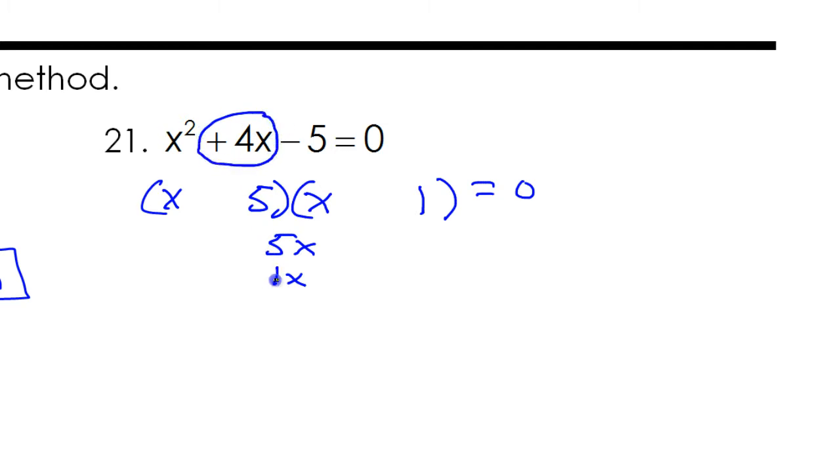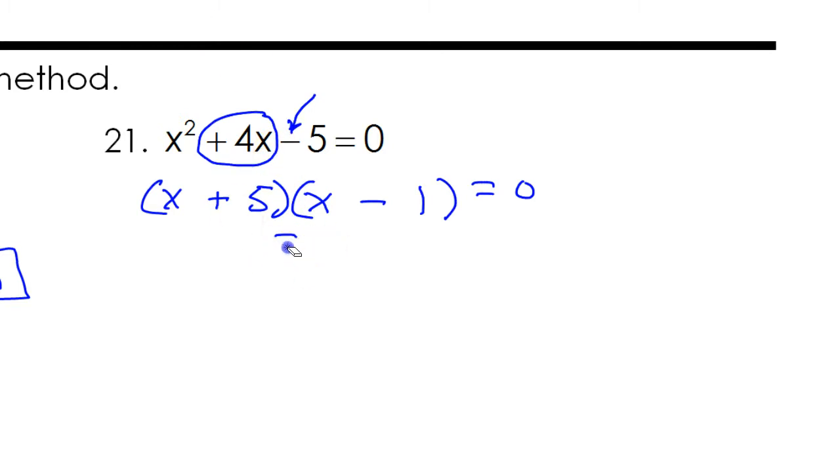What would the signs have to be to give me a positive 4? Well, I would need a positive 5x and a negative 1x. So that would be positive 5 and negative 1. We also have to make sure we're getting the negative 5. Positive 5 times negative 1 is negative 5, so we're good.